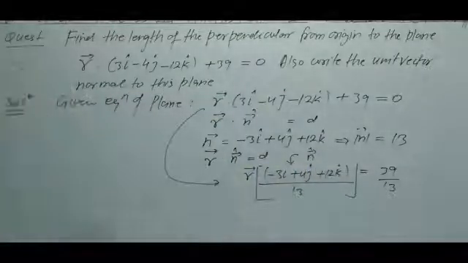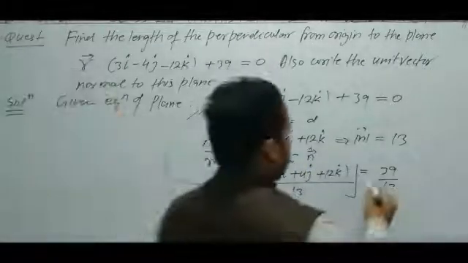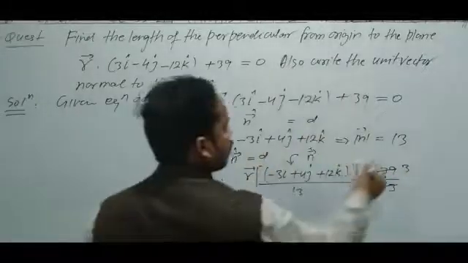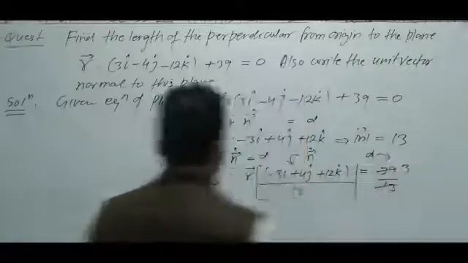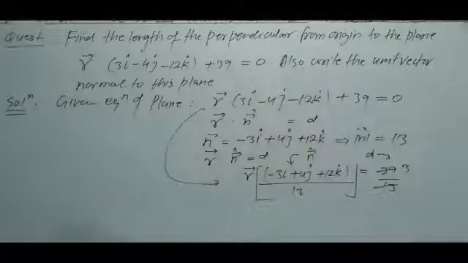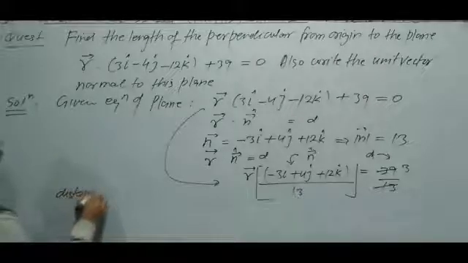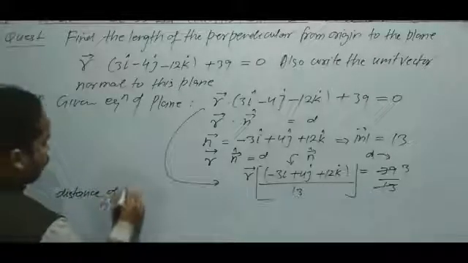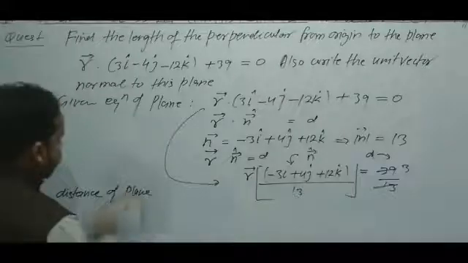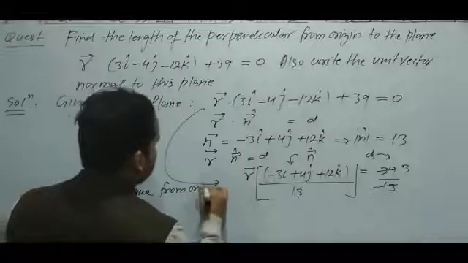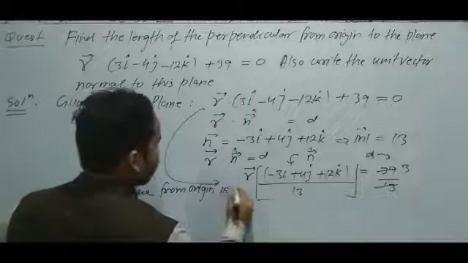So distance is 3. This is the result D. Now distance of the plane from origin, that is D. So distance of plane from origin, that is 3.